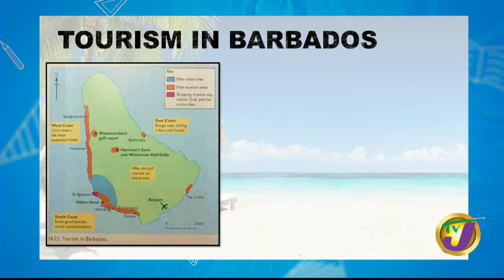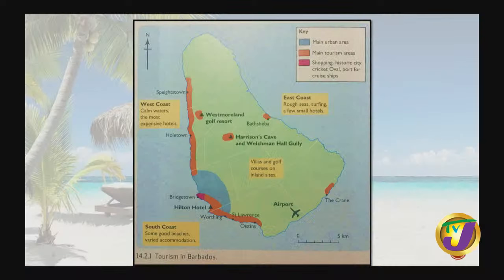The Oval Park is used for which sport again? Chris Gayle is of what sport? Good. Cricket, right? And we also have ports for ships to dock here. So notice we also have an airport. Remember, we talk about accessibility. Good. So the airport will facilitate that.